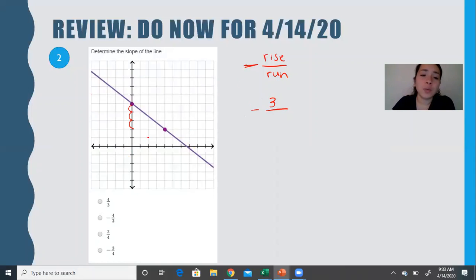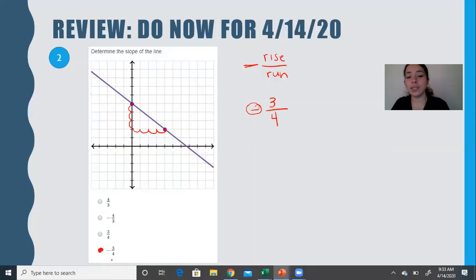And then run. How many spaces does it go left or right? That's 1, 2, 3, 4. I noticed a few of you did this correctly when it came to identifying the rise over run, but you did forget that negative. So remember, if it's a negative slope, you need that negative symbol. So for this problem, it would be the one that says negative 3/4.